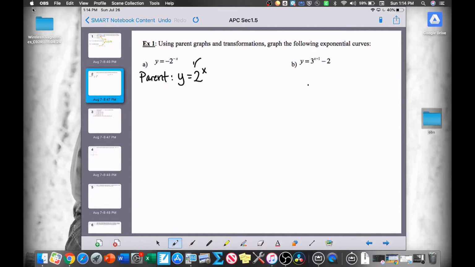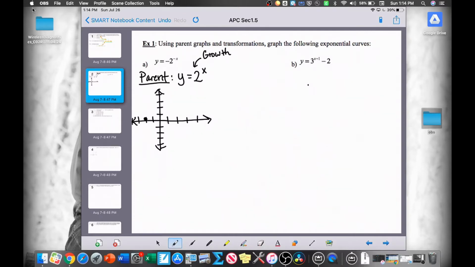Now, based on the fact that my base is 2, which is a number greater than 1, I know that this is going to be exponential growth. So I can go ahead and sketch what the parent curve looks like for y equals 2 to the x. So I just start plugging x values in, and I just like to do my fave 5, x equals -2 to +2. When x is -2, 2 to the -2 power is really like 1 over 2 squared, which is 1/4.